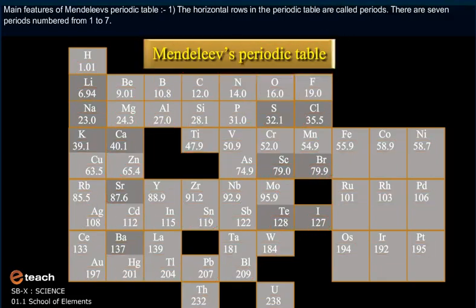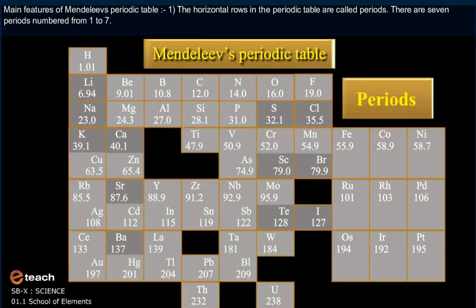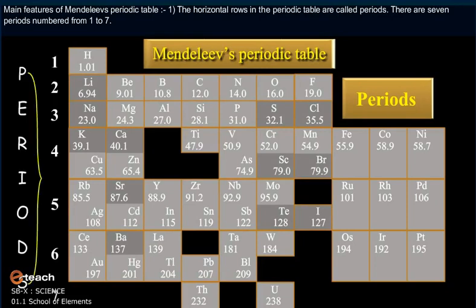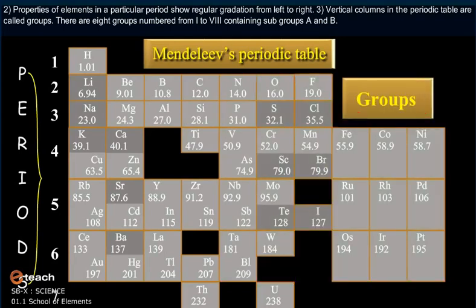Main features of Mendeleev's periodic table. 1. The horizontal rows in the periodic table are called periods. There are 7 periods numbered from 1 to 7. 2. Properties of elements in a particular period show regular gradation from left to right. 3. Vertical columns in the periodic table are called groups. There are 8 groups numbered from 1 to 8, containing subgroups A and B.